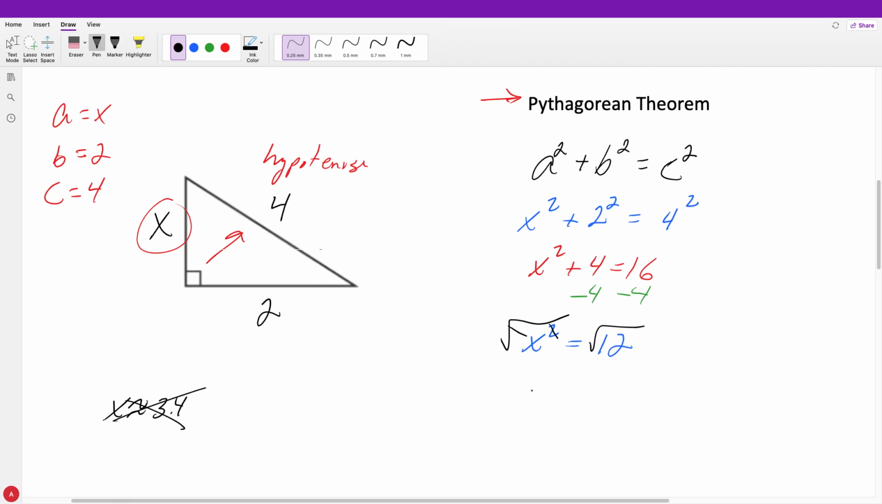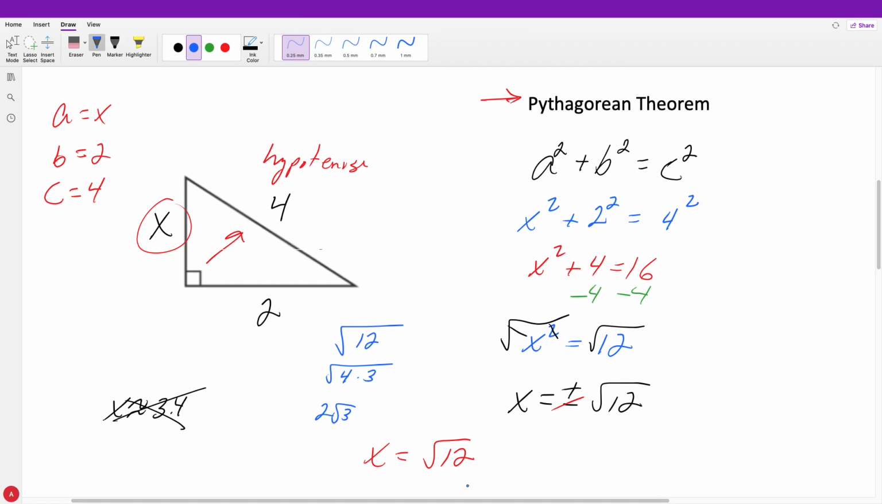So now we have x is equal to plus or minus the square root of 12. We'll get rid of this negative and then just say that x is equal to the square root of 12. But just like in fractions and everything else in math, we never just leave our answers not simplified. So we would then have to see, can I reduce the square root of 12? And since we can rewrite 12 as 4 times 3, and the square root of 4 is 2, I would write that x is equal to 2 times the square root of 3.